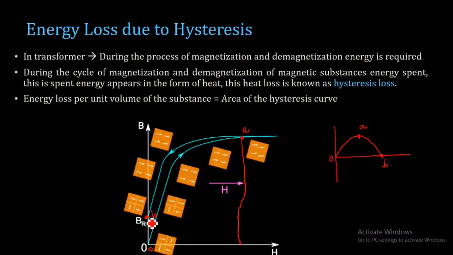This particular property is known as magnetic inertia, where even if your applied force is removed, you have some dipoles still aligned in the original direction. So due to this magnetic inertia, you will have some flux density available even if your H is reduced to zero. This property is known as retentivity.